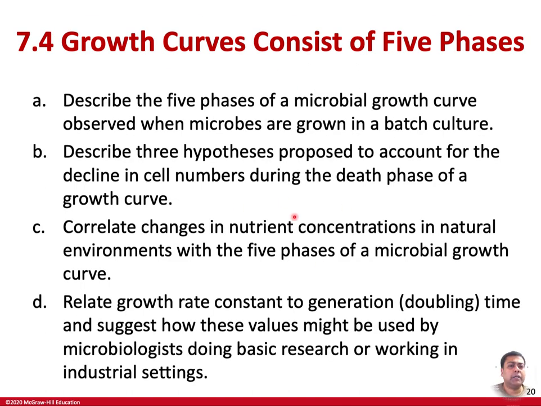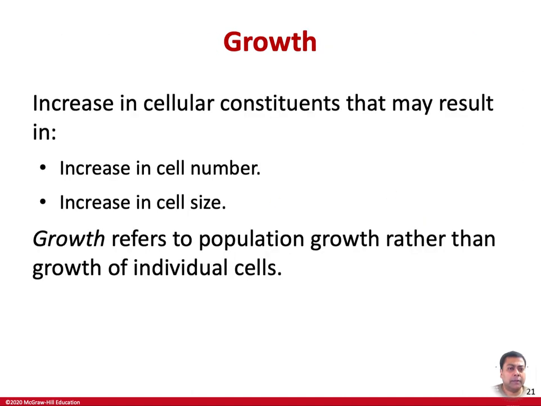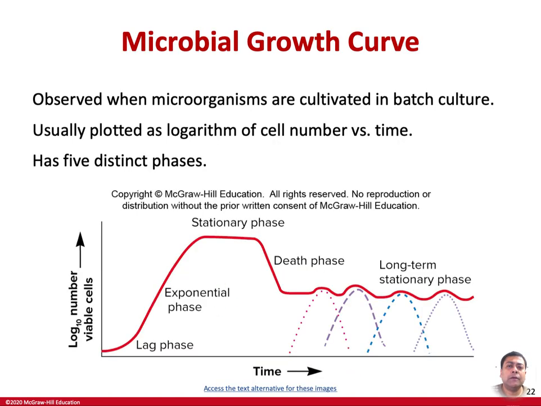So in the next section, we are going to consider the growth curve, and it consists of 5 phases. We are going to describe the hypothesis, correlate changes in the nutrient concentration, and relate them to the generation time. And these are some of the things that we are going to consider. So growth is an increase in cellular constituents that may result in an increase in the cell number or an increase in the cell size. So growth refers to the population growth rather than the growth of an individual cell in the bacteria. So the 5 phases of the growth curve are identified on the growth curve.